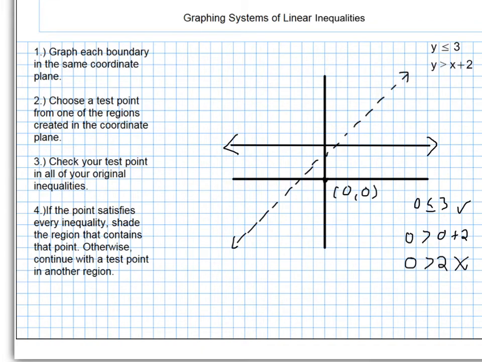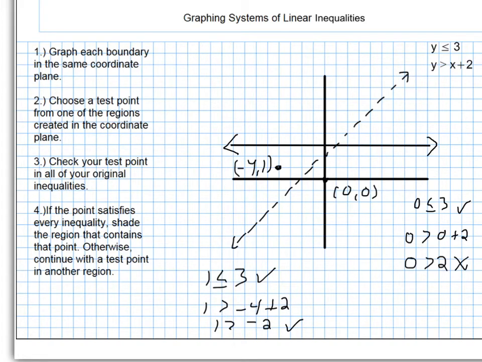I can pick any value that I want. I'll pick this point right here, which we can see is the point negative 4, 1. I'm just going to test that point in my two inequalities. I have no place to put an x in the first one, so I just worry about the y. That gives me 1 is less than or equal to 3, which works. I also do 1 is greater than negative 4 plus 2, which gives me 1 is greater than negative 2, which is true.